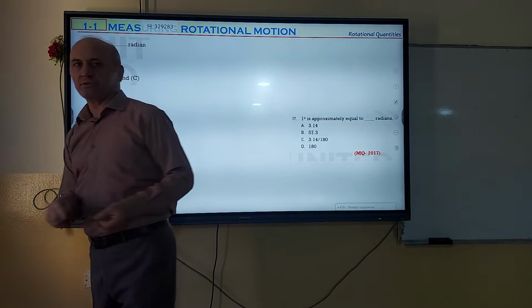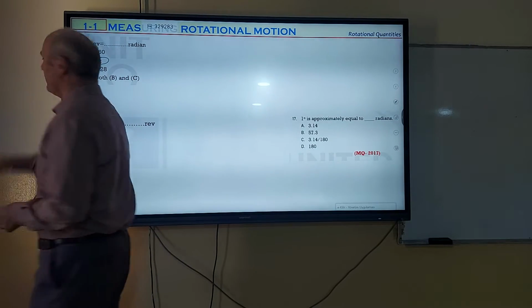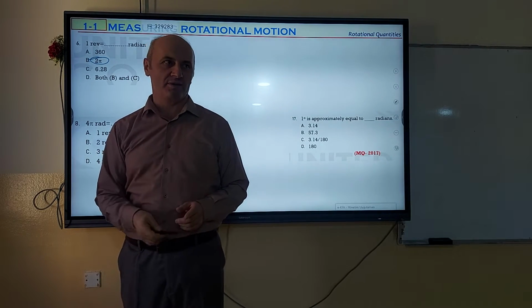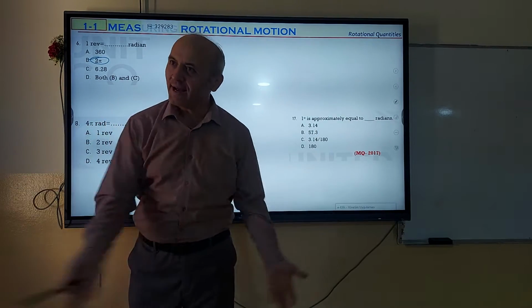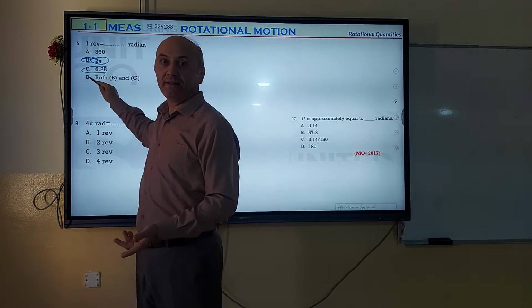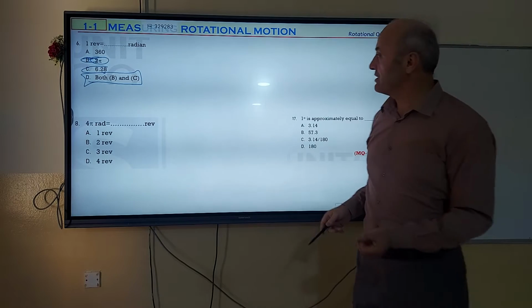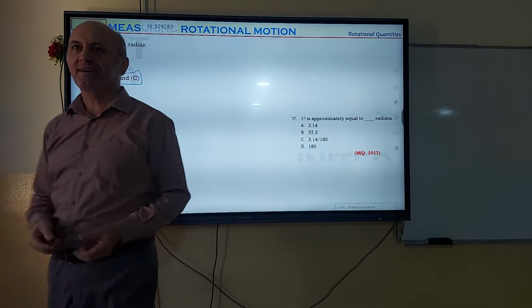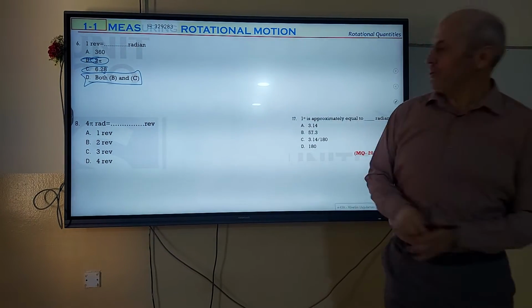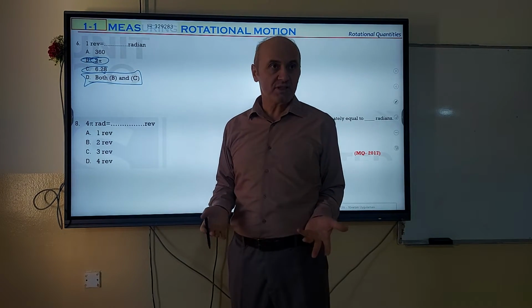One revolution, how many radians? 2 pi radian, correct? Is it only 2 pi? No, it's also 6.28. Yes, this was one of the most incorrectly answered questions last year. 2 pi, very nice. Circle A, B, but what about C? C is also correct, and both B and C are correct. 4 radian, how many revolutions? 1 revolution is how many radians? 2 pi. So 4 radian divided by 2 pi, that is 6.28.